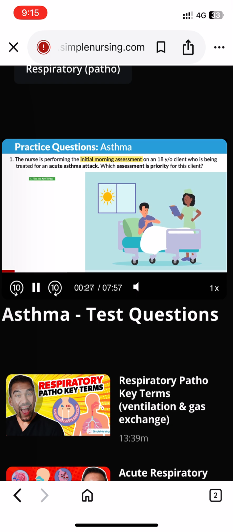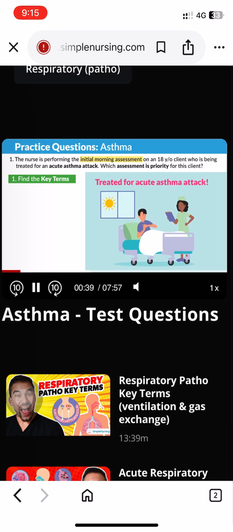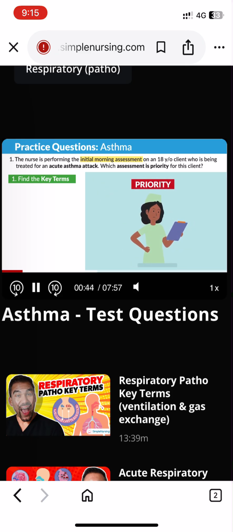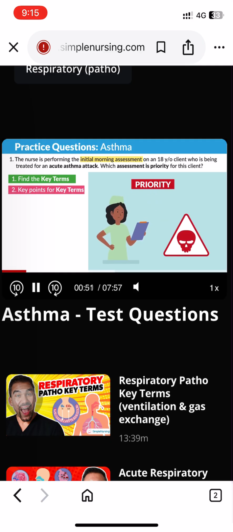So again, pause the screen and try your best to answer this question in about 60 seconds or less. Okay, let's break it down. This one is a big mama ABG question. But first, let's break down the key terms. The client is currently being treated for an acute asthma attack. So we expect the client to be in respiratory alkalosis in the early initial stages of the asthma attack from that hyperventilation, as you can see from our memory trick right here.